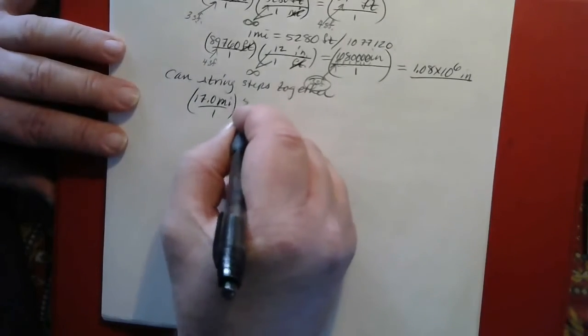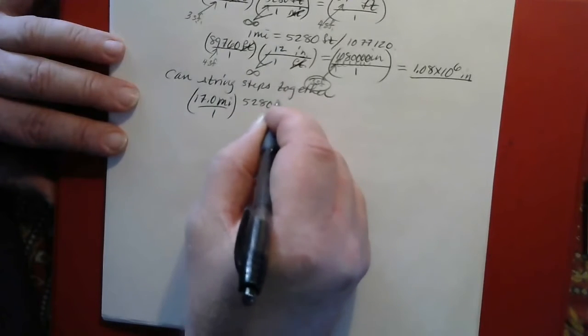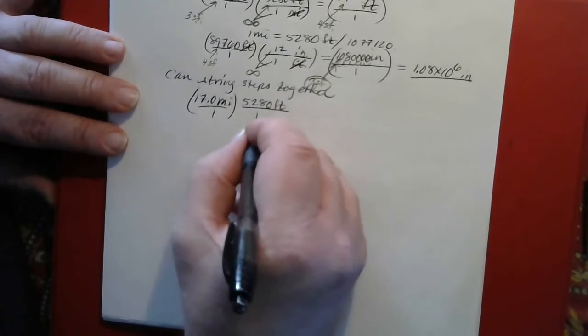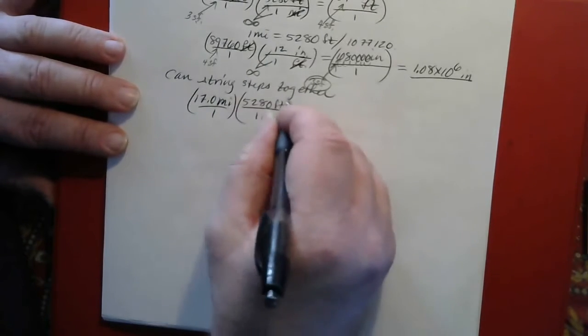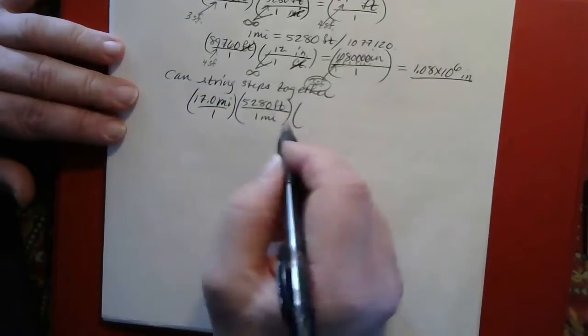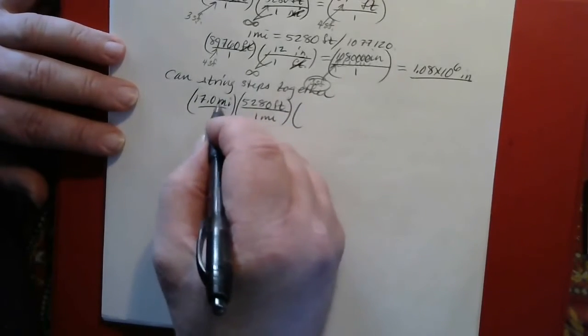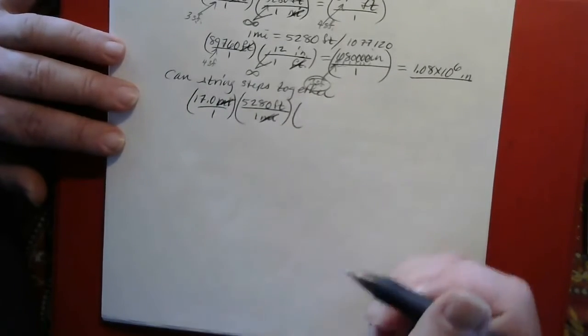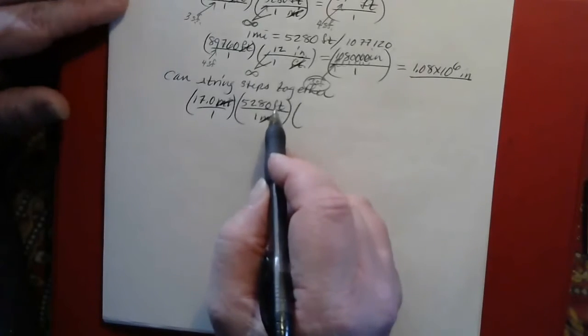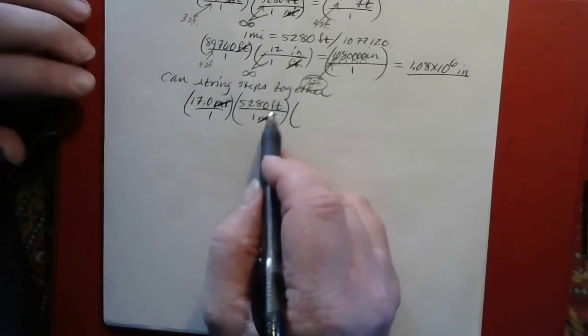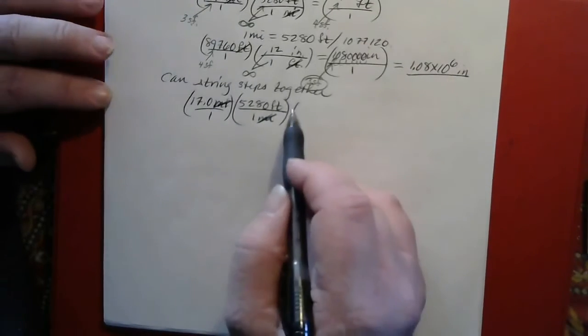And that would be 5,280 feet for every 1 mile. At this point, you'll notice that miles cancel. Miles here and miles there cancel. And you would end up with feet as the unit for the answer if you stopped here and wrote the answer down, but you don't have to.